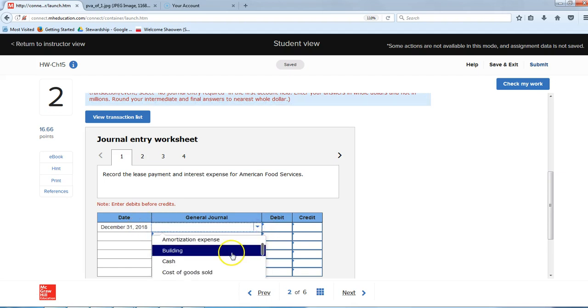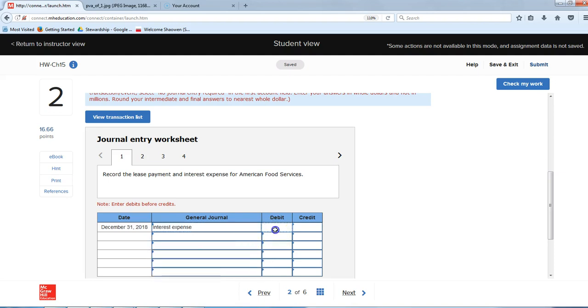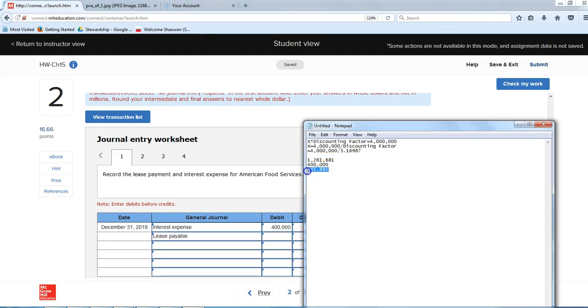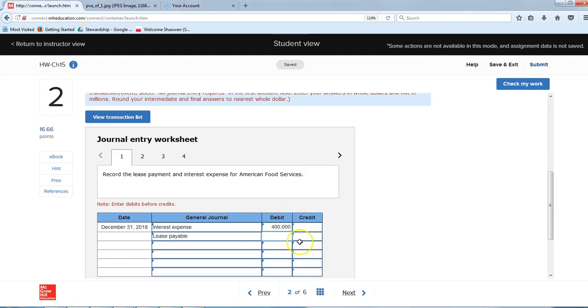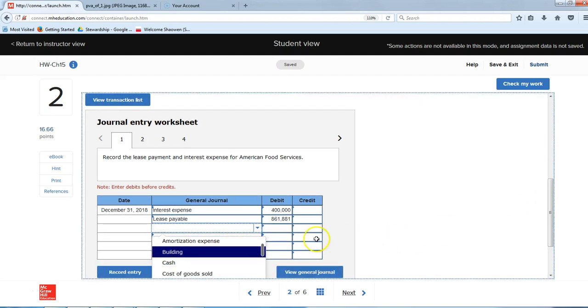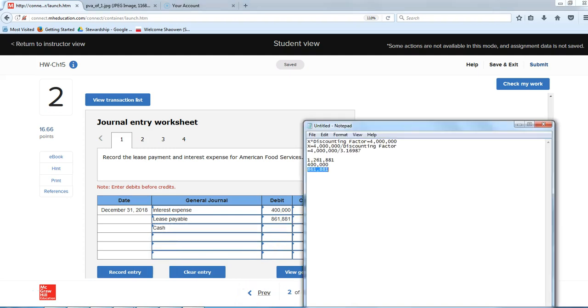Requirement 3. Report the lease payment and interest expense at the end of December 31st, 2018. I will have an interest expense for 400,000 and the lease payable being paid off by 861,881. And the total payment is cash. So we credit cash for the total of the left hand side, 1,261,881.